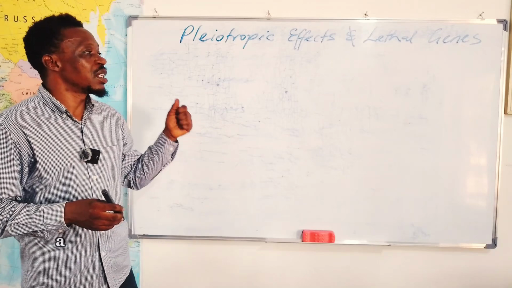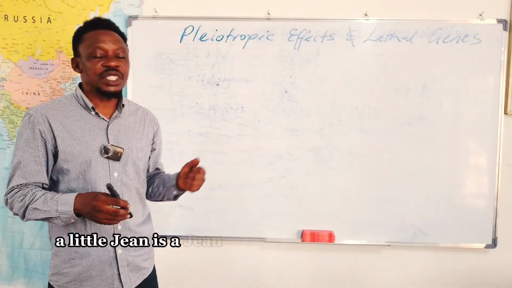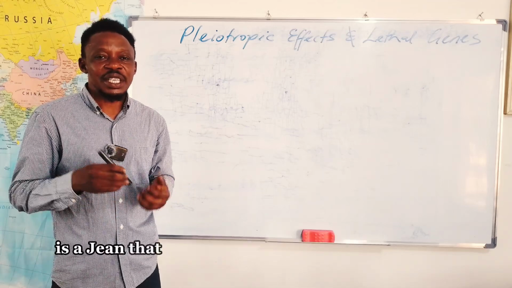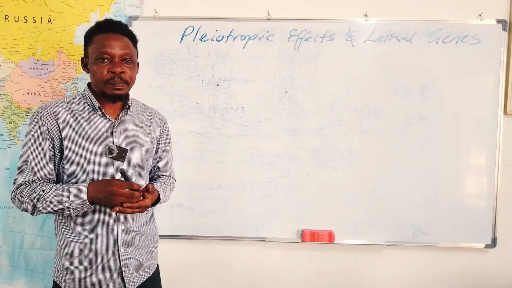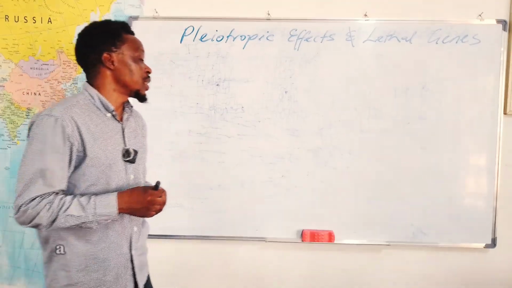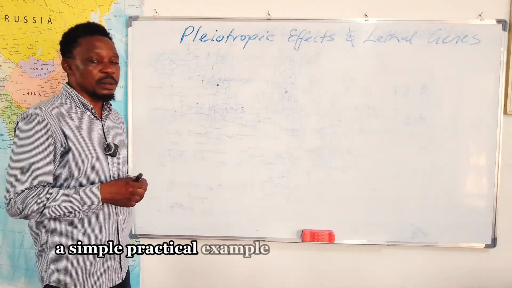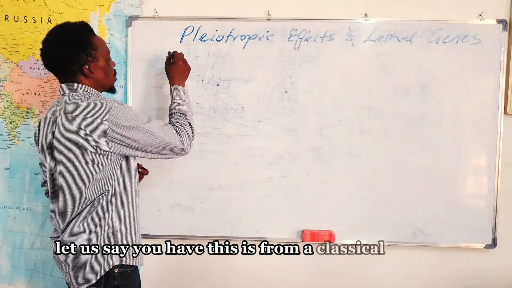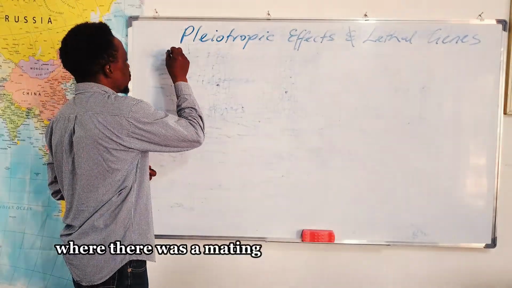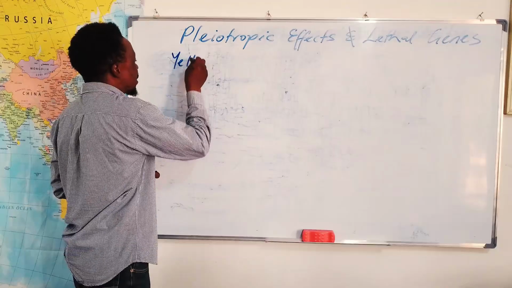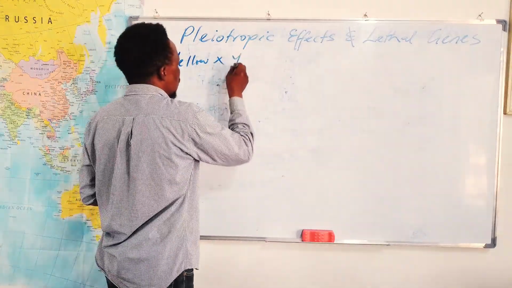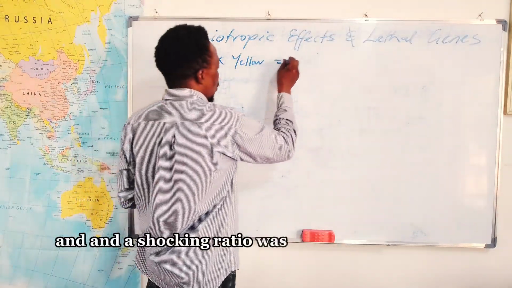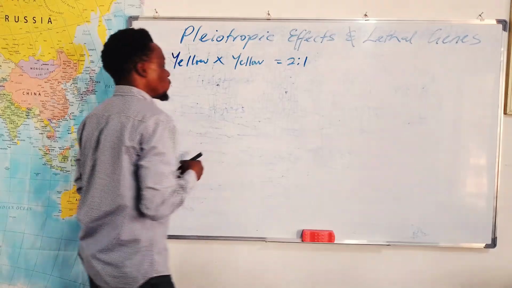On the other hand, a lethal gene is a gene that results in the termination of life. It's a gene that kills the bearer. Okay, let us look at a simple practical example. This is from a classical example where there was a mating between two yellow mice, two yellow mice, and a shocking ratio was observed to be 2:1.